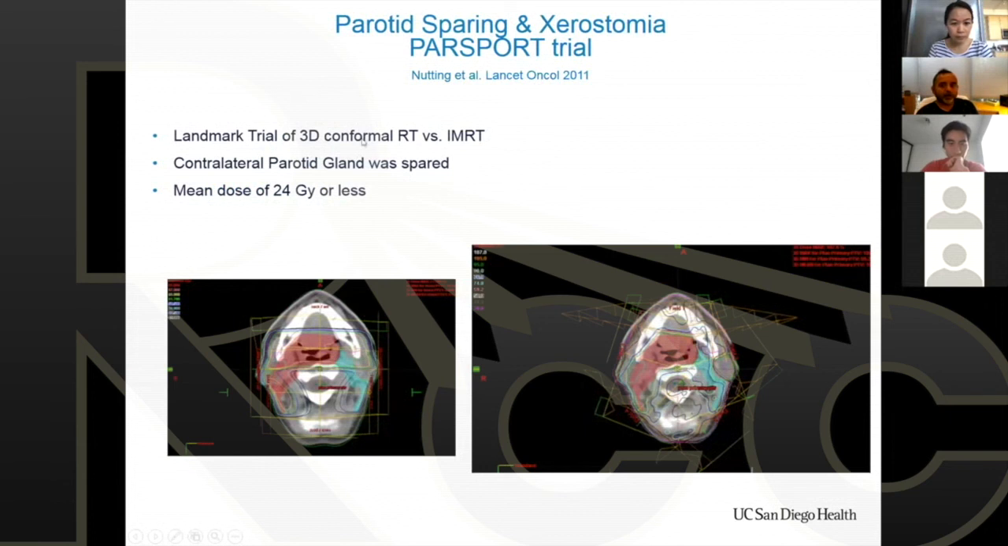And so here, we all know this. I'm not going to spend a lot of time talking about this, but we know the landmark trial that really established the role of IMRT in head and neck cancer. And that's the PARSPORT trial, again, published from the UK by Chris Nutting.